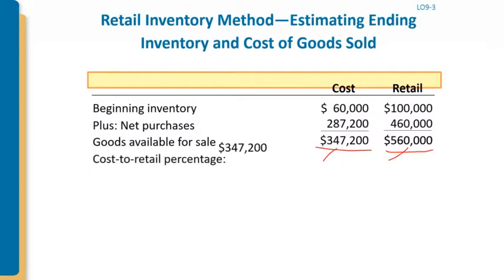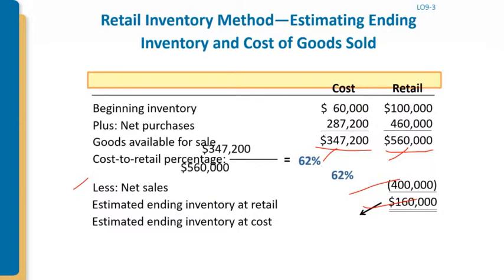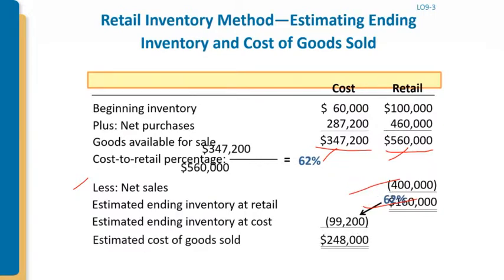So how do we do that? This one divided by this one. So we have that one, 62%. So less net sales, we have this one. The estimated ending inventory at retail is this one. And how do we get the cost? Okay, so the estimated ending inventory at cost would be 62% of this value. See that? Okay, we have also solved this one in class as well.